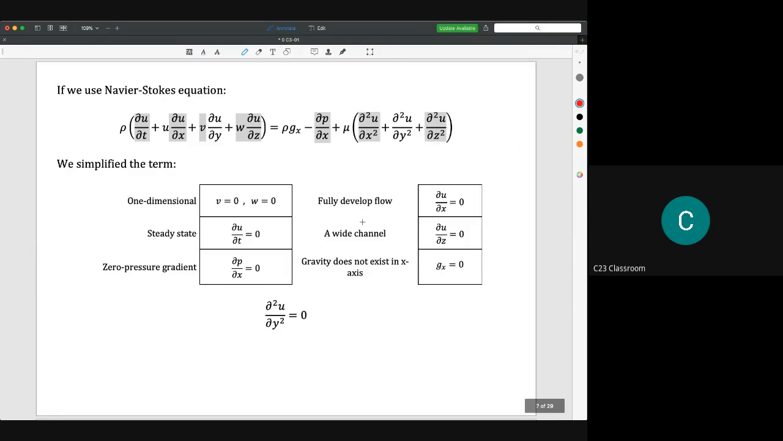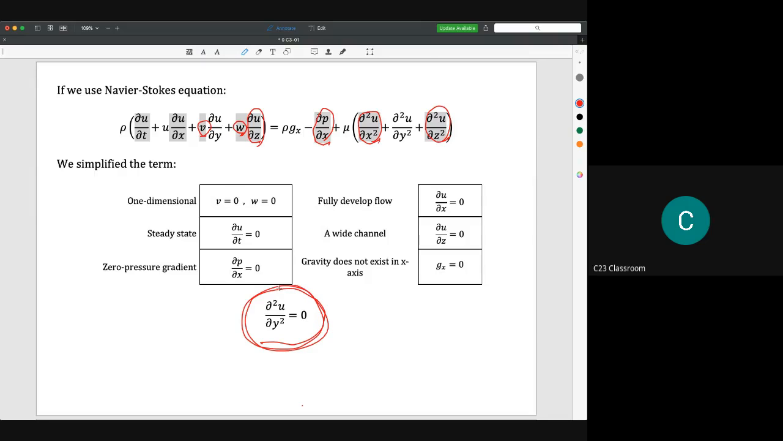So we assume that there are no velocity of v and w. And then again we have du/dz equal to 0 because of the width, as explained previously. And then the pressure is equal to 0. And then again because du/dx is equal to 0, we don't have this term, and also we don't have this term. So finally we could simplify that d²u/dy² is equal to 0.